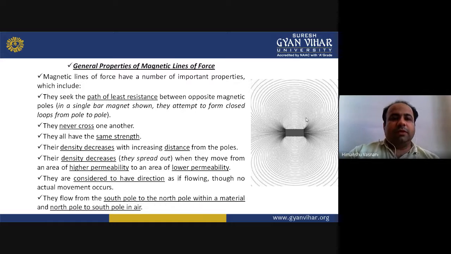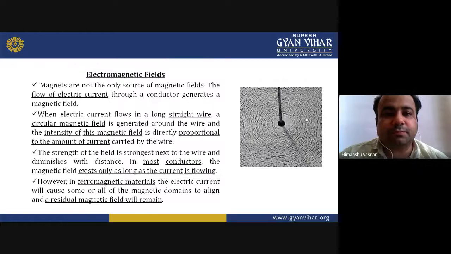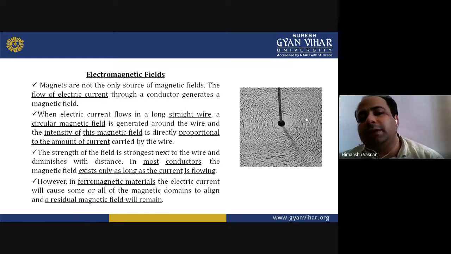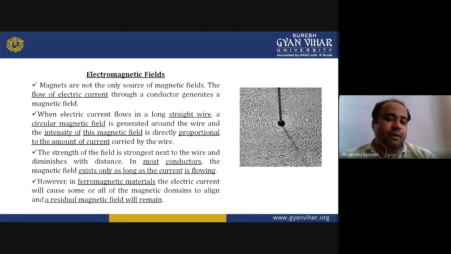So the density is decreased in two ways: when the distance is increased from the poles, and secondly, when they move from an area of higher permeability to an area of lower permeability. Then they are considered to have direction as if flowing, though no actual movement occurs. They flow from south pole to north pole within a material, and north pole to south pole in air.